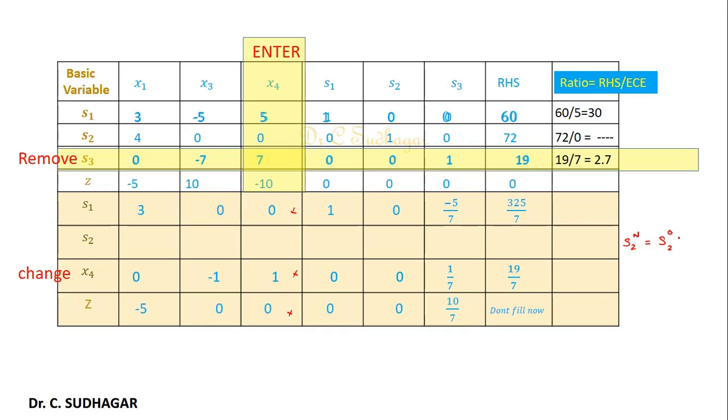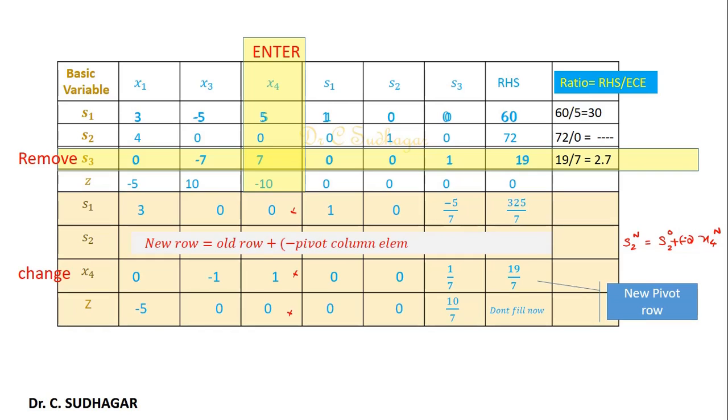Same thing, no change. But when you are applying the rule, you will get the same thing plus the pivot column element into x4 new. What is the pivot column element? The pivot column element is 0 here. Therefore, you multiply it by minus 0. If you are applying the rule, we will get the same one. New row equals old row plus minus pivot column element into new pivot row.